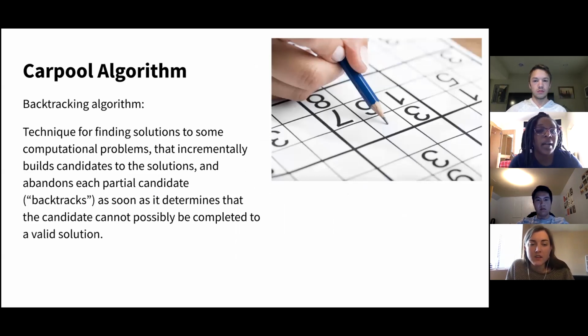So we used a backtracking algorithm, which is basically a technique that incrementally builds candidates to a solution and abandons each partial candidate, or backtracks, as soon as it determines that that candidate cannot possibly be completed to a valid solution. For those of you that are familiar with a game like Sudoku, when you fill in a digit and realize it's not leading to a solution, then you remove it and try another digit. So it's basically the same concept of backtracking. Next slide.